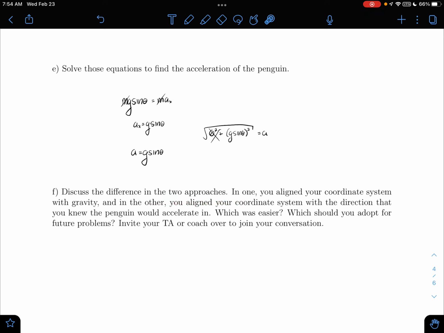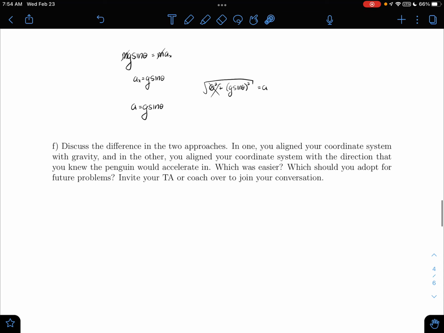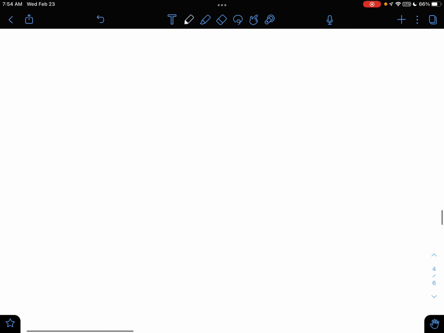The difference between the two approaches was just our frame of reference. What we broke into components and how easy we made the math on ourselves, or the algebra. So we aligned the coordinate system with the direction that we knew the penguin would accelerate in. That's kind of like what we were doing for kinematics and projectile motion. We aligned our axes with the way we knew things would accelerate in because our g was just acting up and down in the y direction. We did the same thing as before.